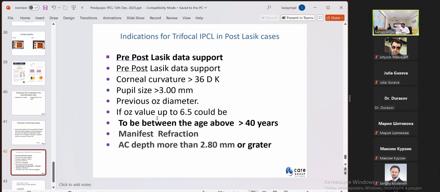And if the optical zone is more than 6.5, then it should be avoided.